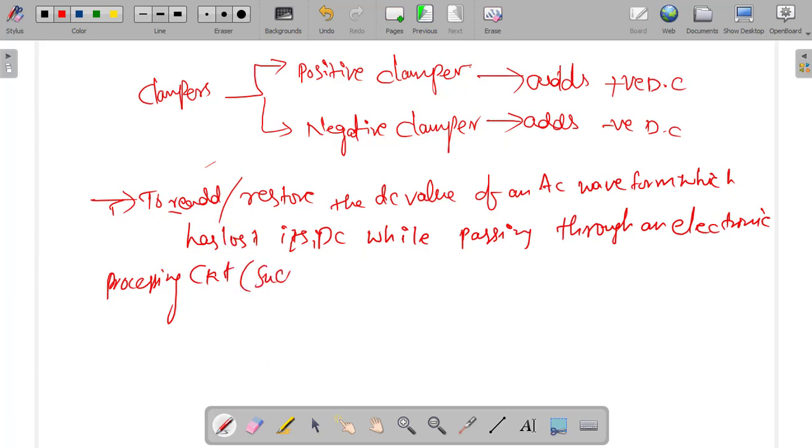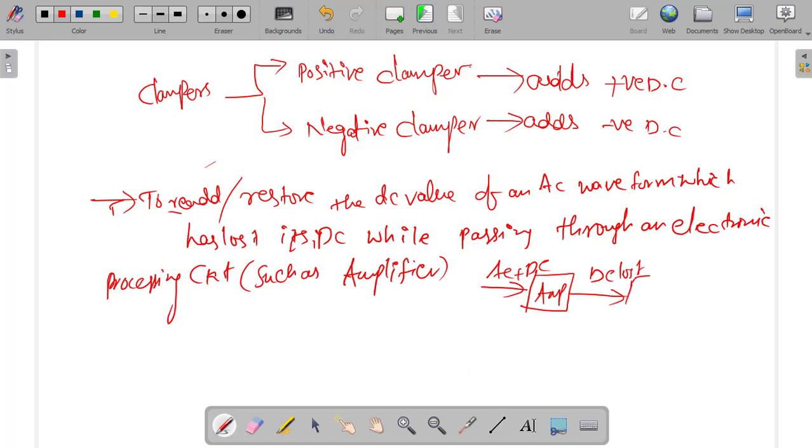What happens in an amplifier? If you send a signal to the amplifier, its basic function is to amplify the signal. Even if you send a combination of AC plus DC, some DC will be lost here. This DC will be restored by using an extra circuit called a clamper circuit. That is the basic application of a clamper.